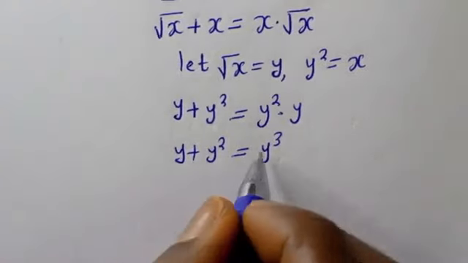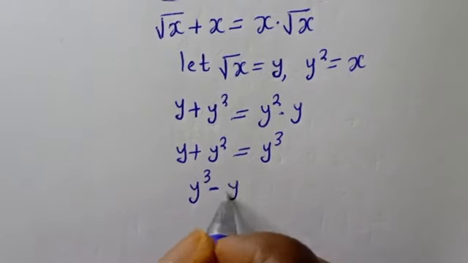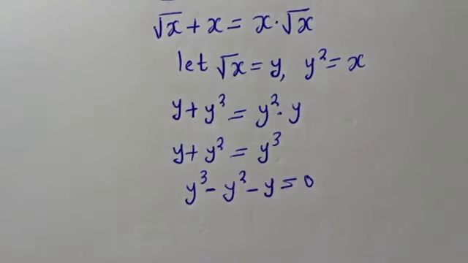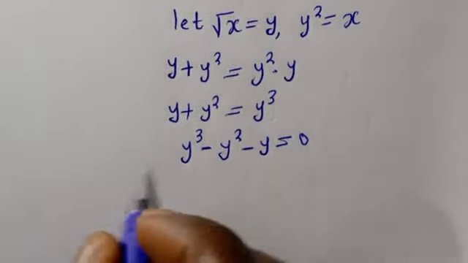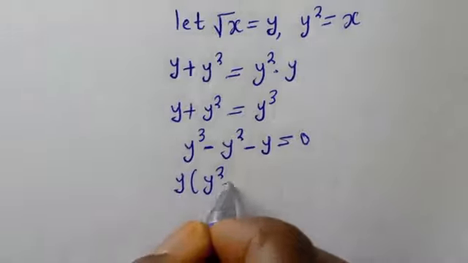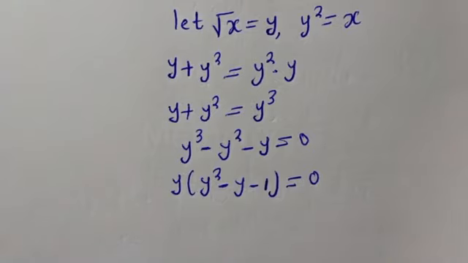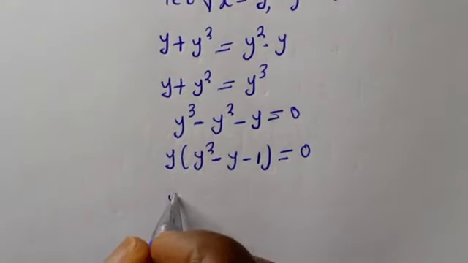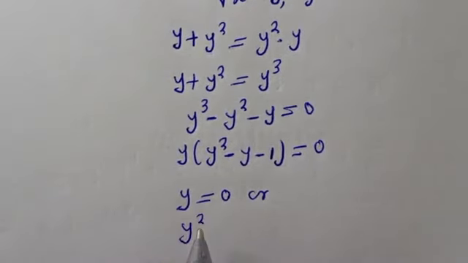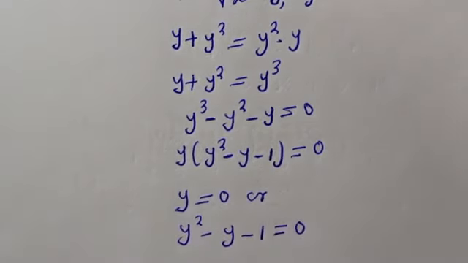Then let's equate everything to 0. We have y raised to power 3 minus y squared minus y is equal to 0. Then y, we can factor it out. y bracket y squared minus y minus 1 is equal to 0. There are two cases here. y is equal to 0 or y squared minus y minus 1 is equal to 0.